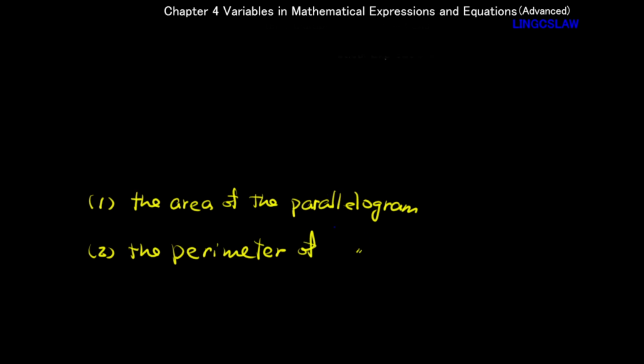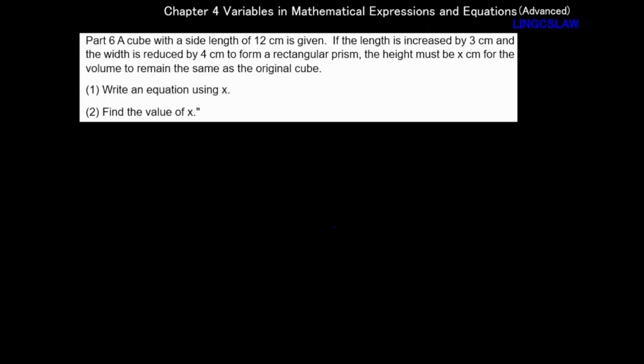Now let's go on to part 6. Part 6. A cube with a side length of 12 centimeters is given. So a cube is a square solid, and each side has the same length. So a cube with a side length of 12.